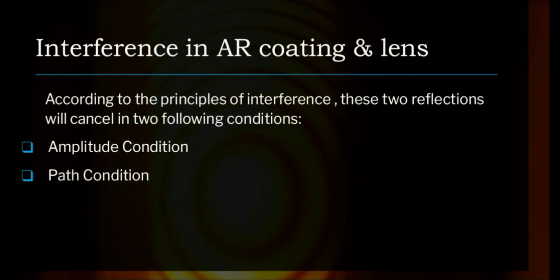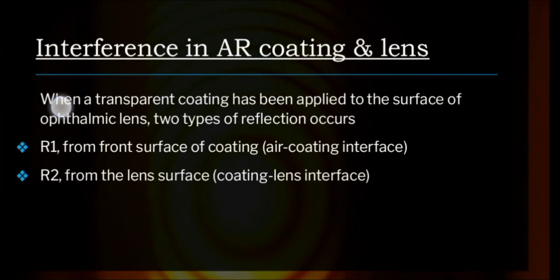Now according to the principles of interference, these two reflections will cancel each other under the two following conditions. Now, how does destructive interference occur? We have told that there will be two reflections. These two reflections will cancel each other out under two conditions, which are the amplitude condition and the path condition. If the rule is followed and it lies in this category, that means there will be cancellation of both reflections, right?